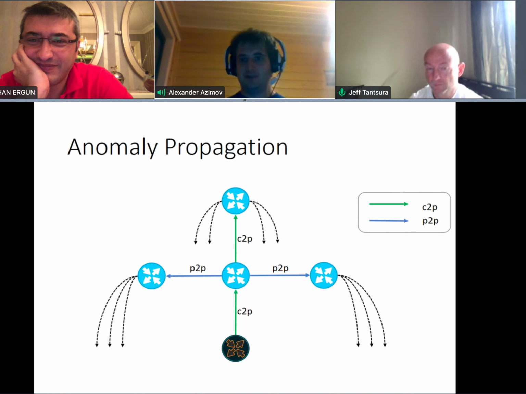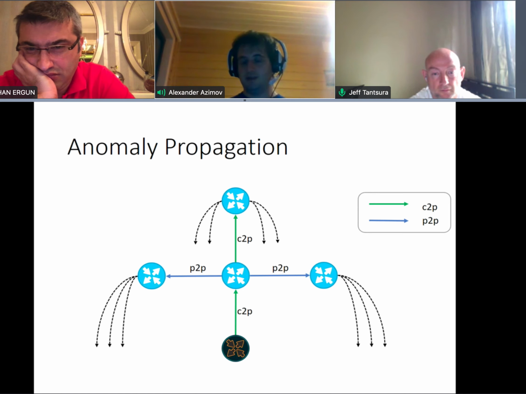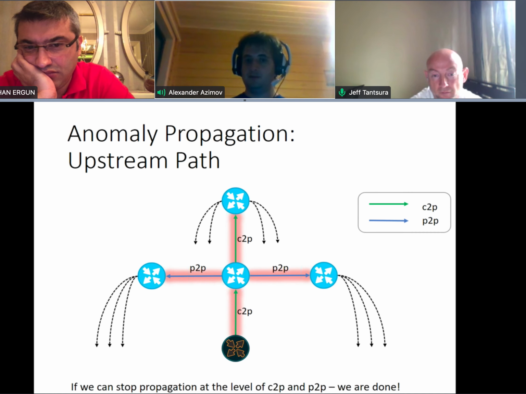So let's speak about anomaly propagation. If we look at prefixes that are, for example, hijacked or leaked, they propagate with the same weight as a regular or valid prefix. It goes up through customer to provider links. After that, it may go up again or go to the peers, and after that, it starts to go down. If we are able to stop its propagation when it goes up, we nearly solve the problem. Because if it is not propagated through upstream links and through the peers, we are done.